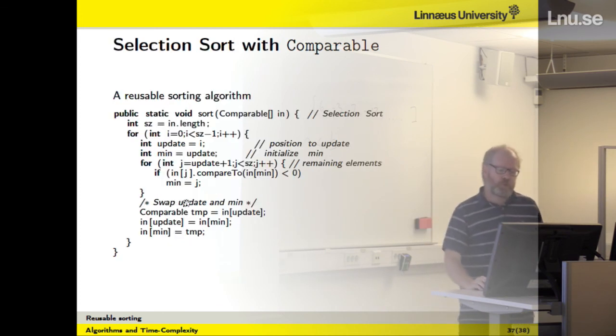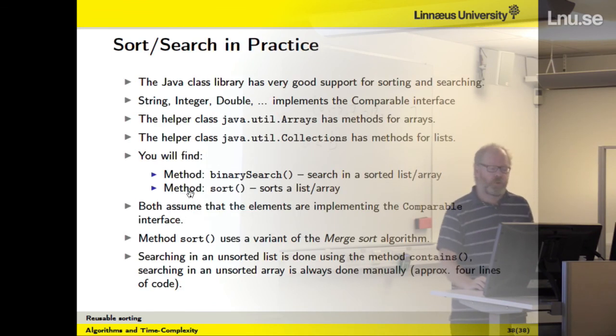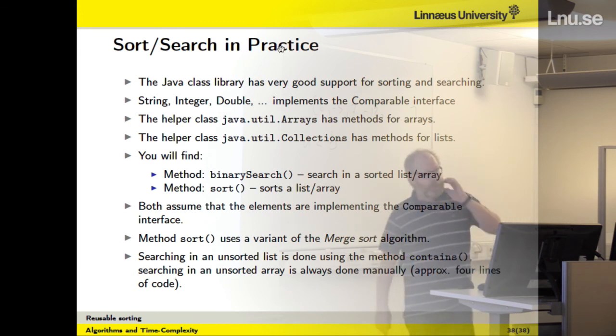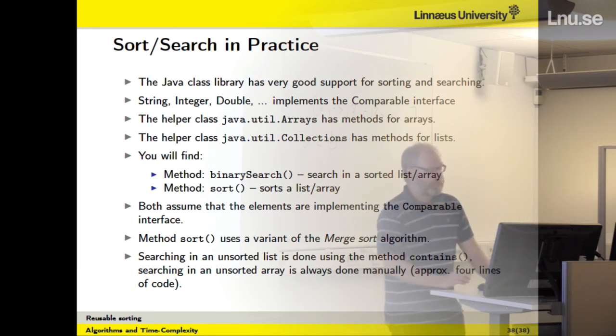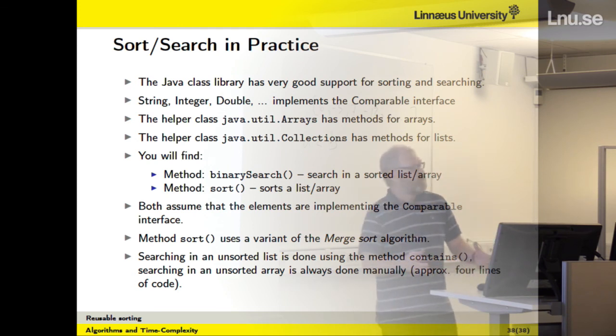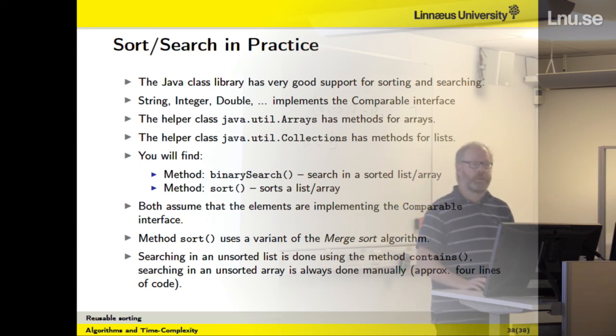But in general, you should know about sorting algorithms, but in practice you don't have to do it yourself. Java comes with sorting algorithms, they come with binary search and all these things. And also most of the classes in Java, String, Integer, Double, they are all implementing the Comparable interface. So if you want to sort strings, you can do it automatically. They will give you an alphabetic order comparison. If you would like to compare strings using some other ordering, you must implement it yourself.